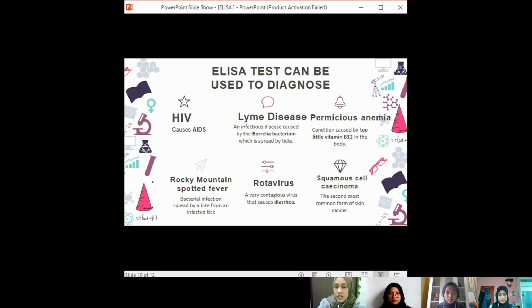And lastly, squamous cell carcinoma. This is the second most common form of skin cancer.